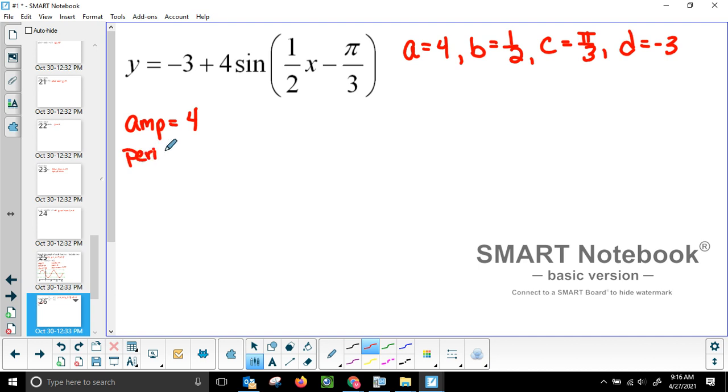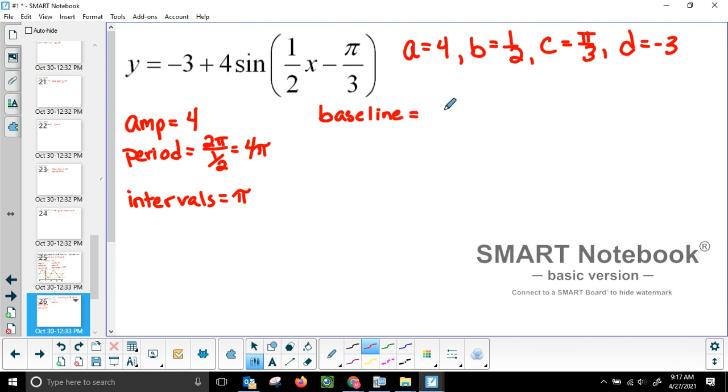Our period, which is 2 pi over B. So 2 pi divided by 1/2. Dividing by 1/2 is the same as multiplying by 2. So that's 4 pi. Our intervals, take our period and divide it by 4. That's easy, just pi. Our baseline is D, which is -3.